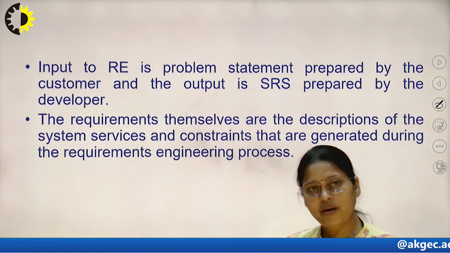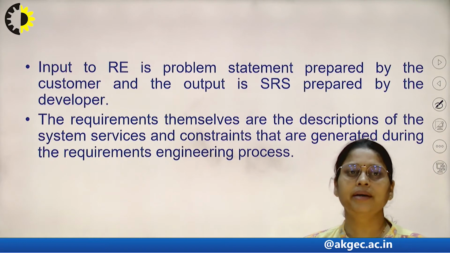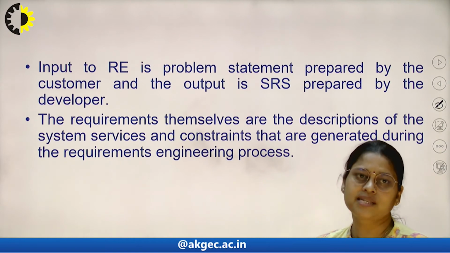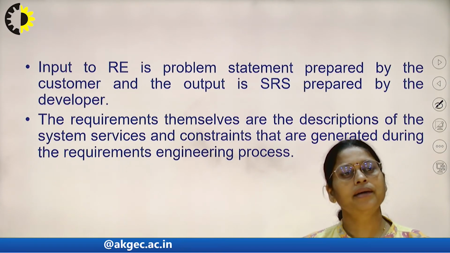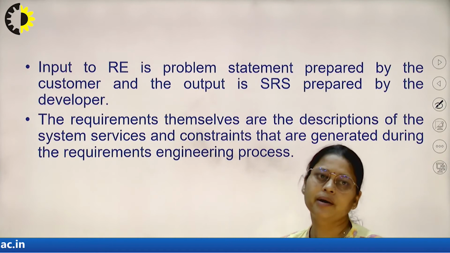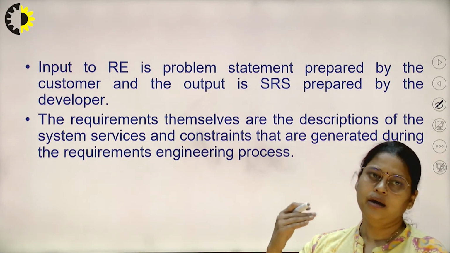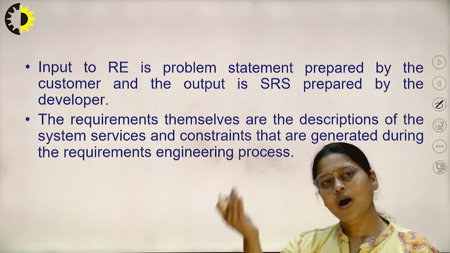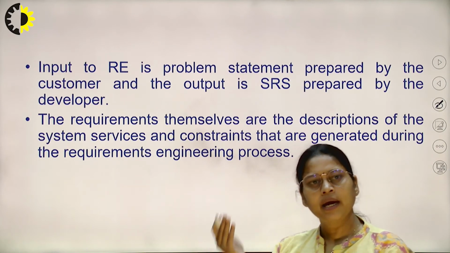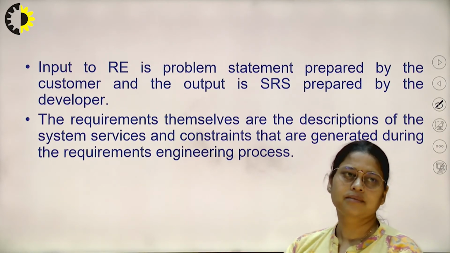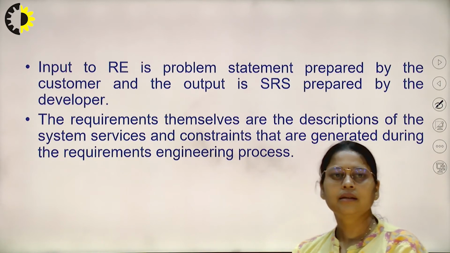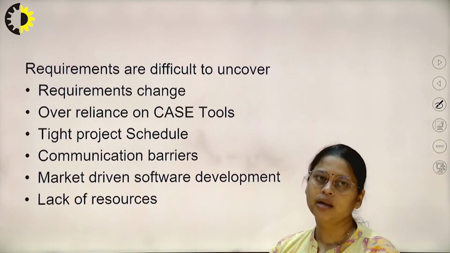So the SRS is the output of requirement engineering, and the input for requirement engineering is the feasibility study or the problem statement. The input to requirement engineering is the problem statement, which is prepared by the customer, and the output is prepared by the developer. Means we can say that input is given by the customer side and output is prepared by the developer side. The input is in the form of a problem statement and the output is in the form of an SRS. So, requirements are the description of system services and constraints that are generated during the requirement engineering process.